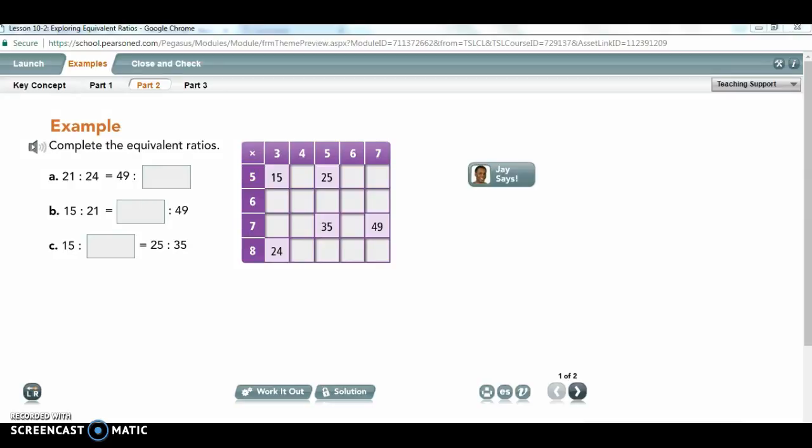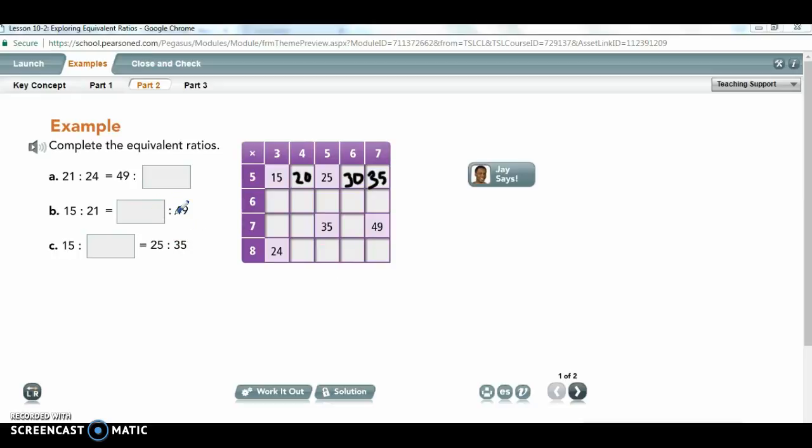What we want to do is be able to see numbers that go within our multiplication chart. So what you could do is you could fill in these numbers first. So 5 times 4 is 20. 6 times 5 is 30. 7 times 5 is 35. And you can fill in all the numbers.